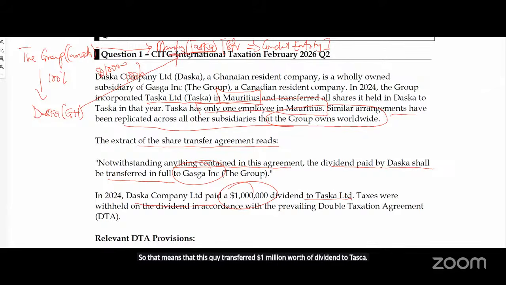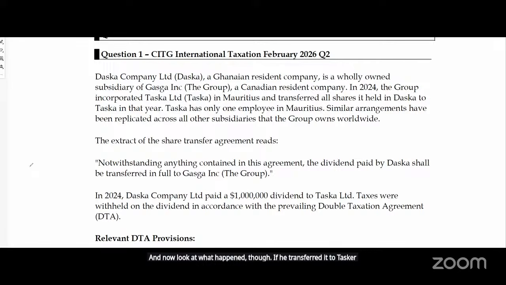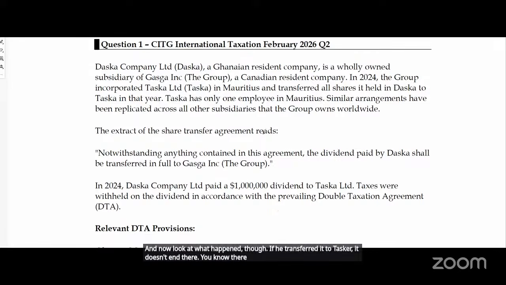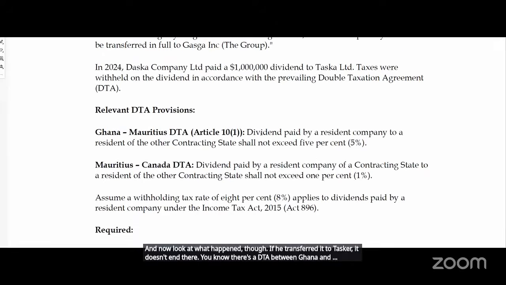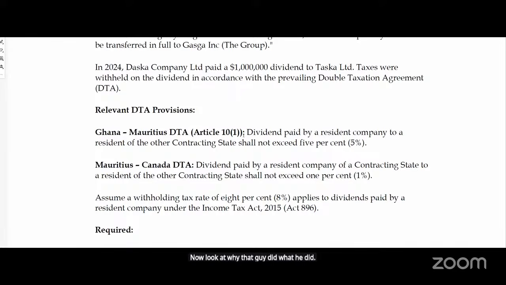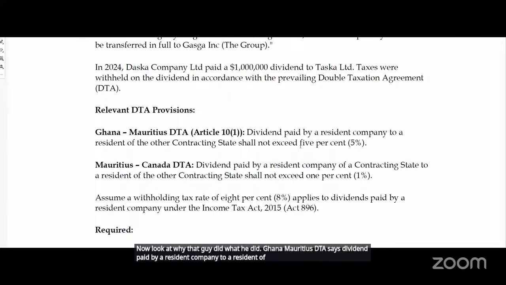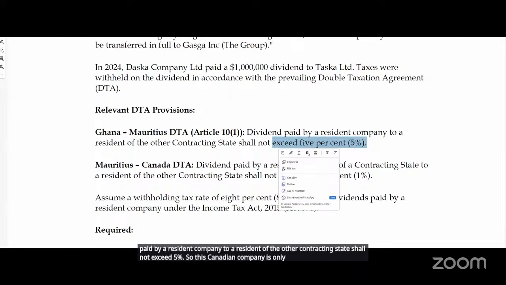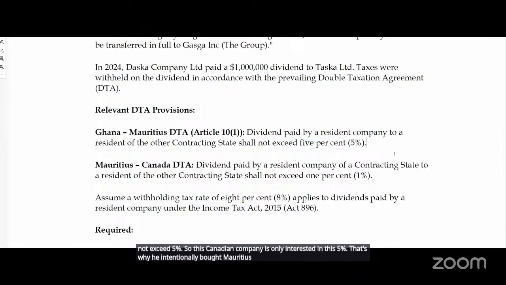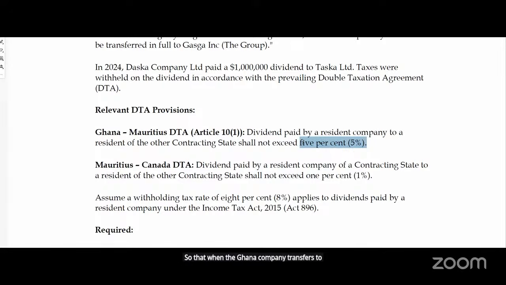And now look at what happened though. If he transfers it to Tasca, it doesn't end there. You know, there's a DTA between Ghana and Mauritius. Now look at why that guy did what he did. The Ghana Mauritius DTA says dividend paid by a resident company to a resident of the other contracting state shall not exceed 5%. So this Canadian company is only interested in this 5%. That's why he intentionally bought a Mauritius company and a Ghana company, so that when the Ghana company transfers to Mauritius, it will be taxed at 5%, lower than the normal 8%.